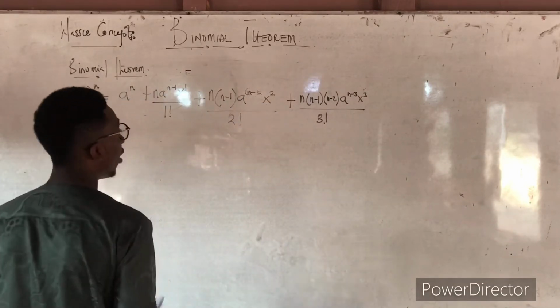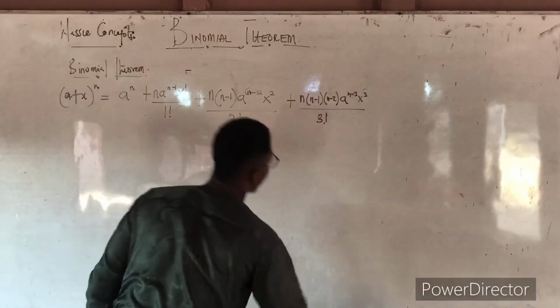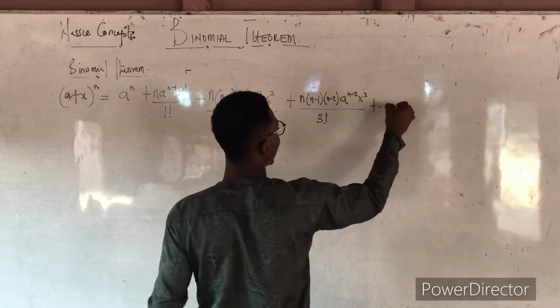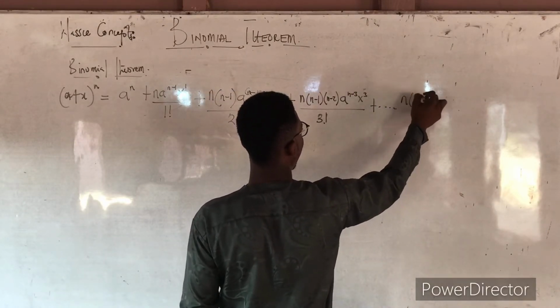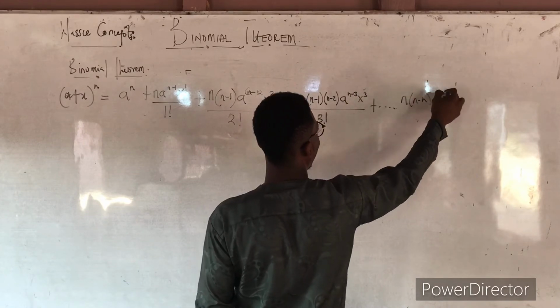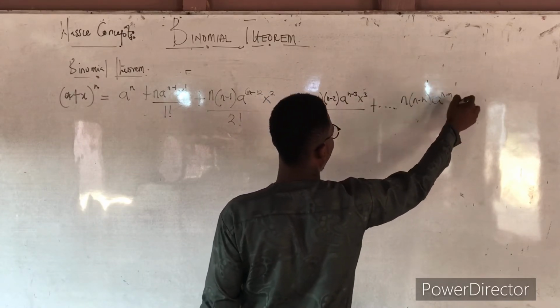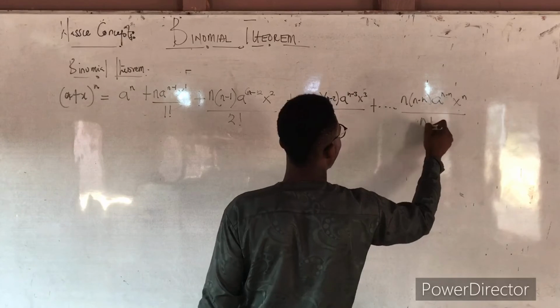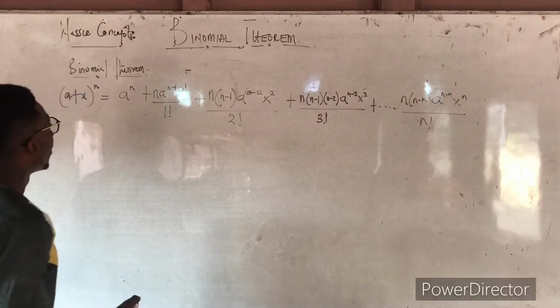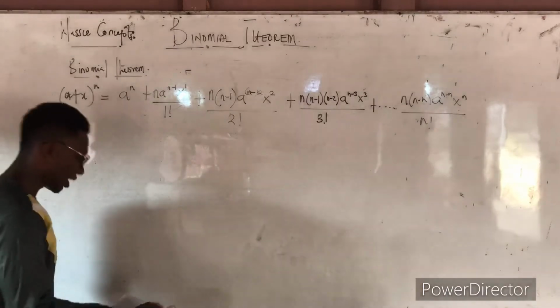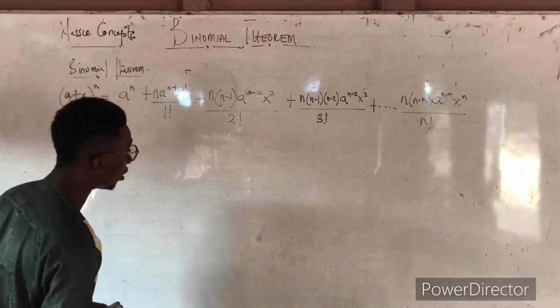Now this will continue till we get to plus n into bracket n minus 1, and so on, x to the n divided by n factorial. So this is the equation for the binomial theorem. There's an example here.